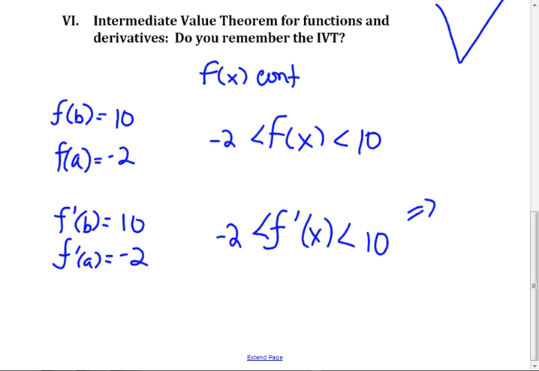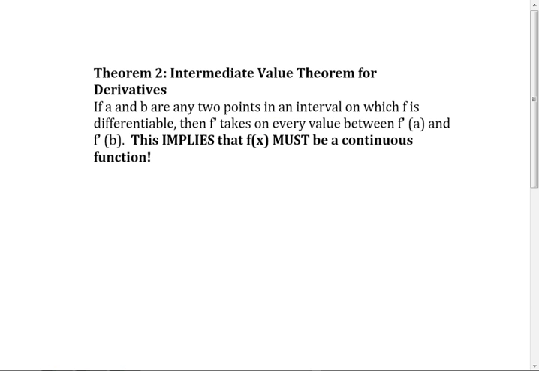Derivative is the slope of the tangent line. It's the slope of the tangent line. Implies that f of x is continuous. And I think that's all we have. There it is. If f prime takes on all values, then f had to be continuous. It's saying the derivative exists everywhere.